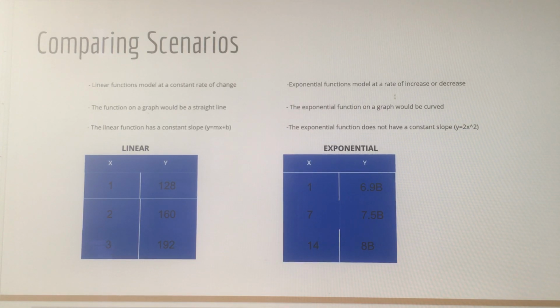The linear function has a constant slope, y equals mx plus b, and the exponential function does not have a constant slope. The end.